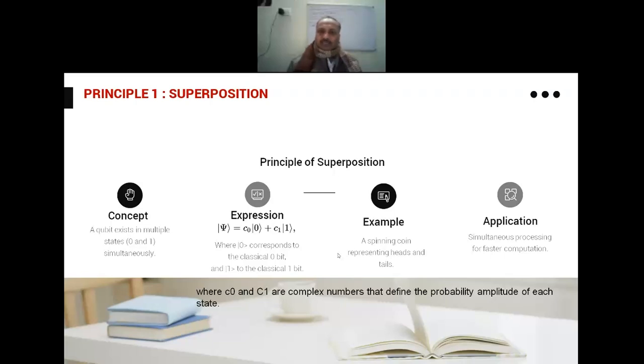Next, when we spin our coin, it provides heads or tails. But at the position of spinning, it is not providing exactly heads or exactly tails. When it is nearby heads, you can say it is in the head position, and when it is nearby tails, you can say it is in the tail position. In the same way, our expression provides us a lot of positions. That is the principle of superposition that makes communication faster. C naught and C1 are complex numbers that define the probability amplitude of each state. Okay, it is based on probability basically.